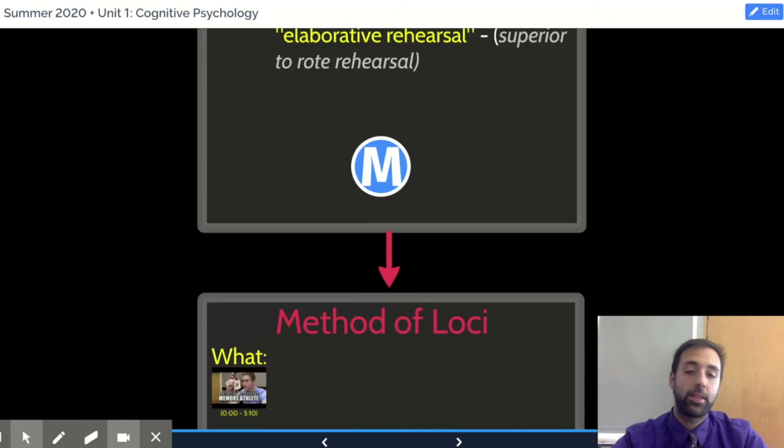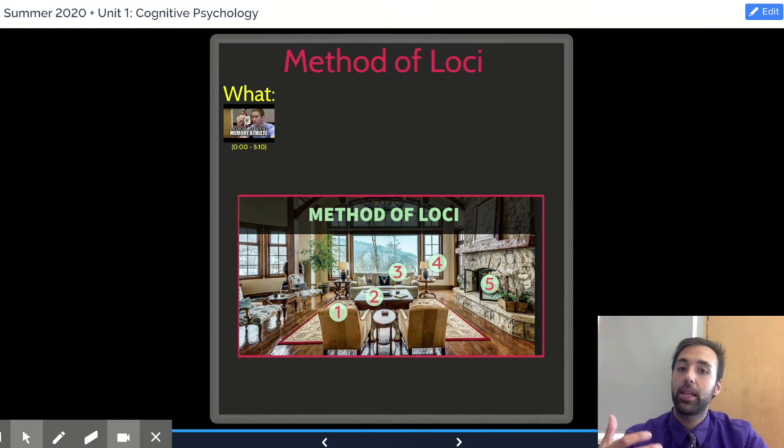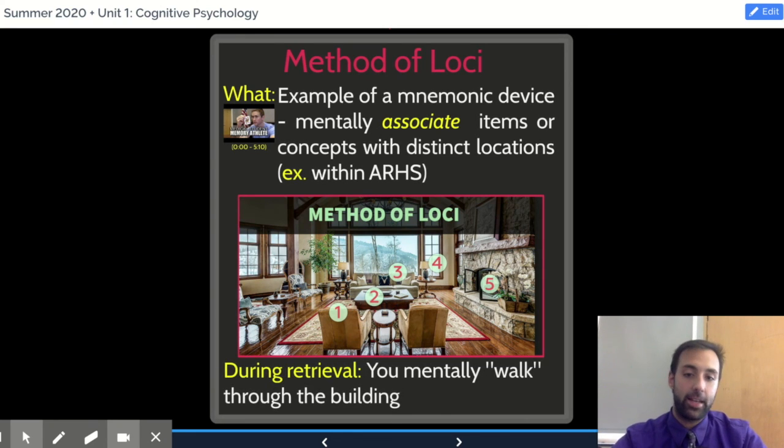There are a lot of different mnemonic devices. I particularly like this one. Some people call this the journey method, the method of Loki. With this technique, and we're going to practice it in class, what you do is you associate the information that you're trying to memorize with unique locations. So, for example, you put a vocabulary word or a psychology term in your bedroom and in your bathroom and in your kitchen and in your living room.